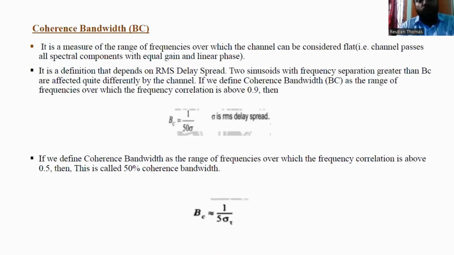If we define coherence bandwidth Bc as the range of frequencies over which the frequency correlation is above 0.9, then Bc is equal to 1 by 50 sigma, where sigma is the RMS delay spread. If we define coherence bandwidth as the range of frequencies over which the frequency correlation is above 0.5, then this is called the 50% coherence bandwidth, where Bc is equal to 1 by 5 sigma tau.